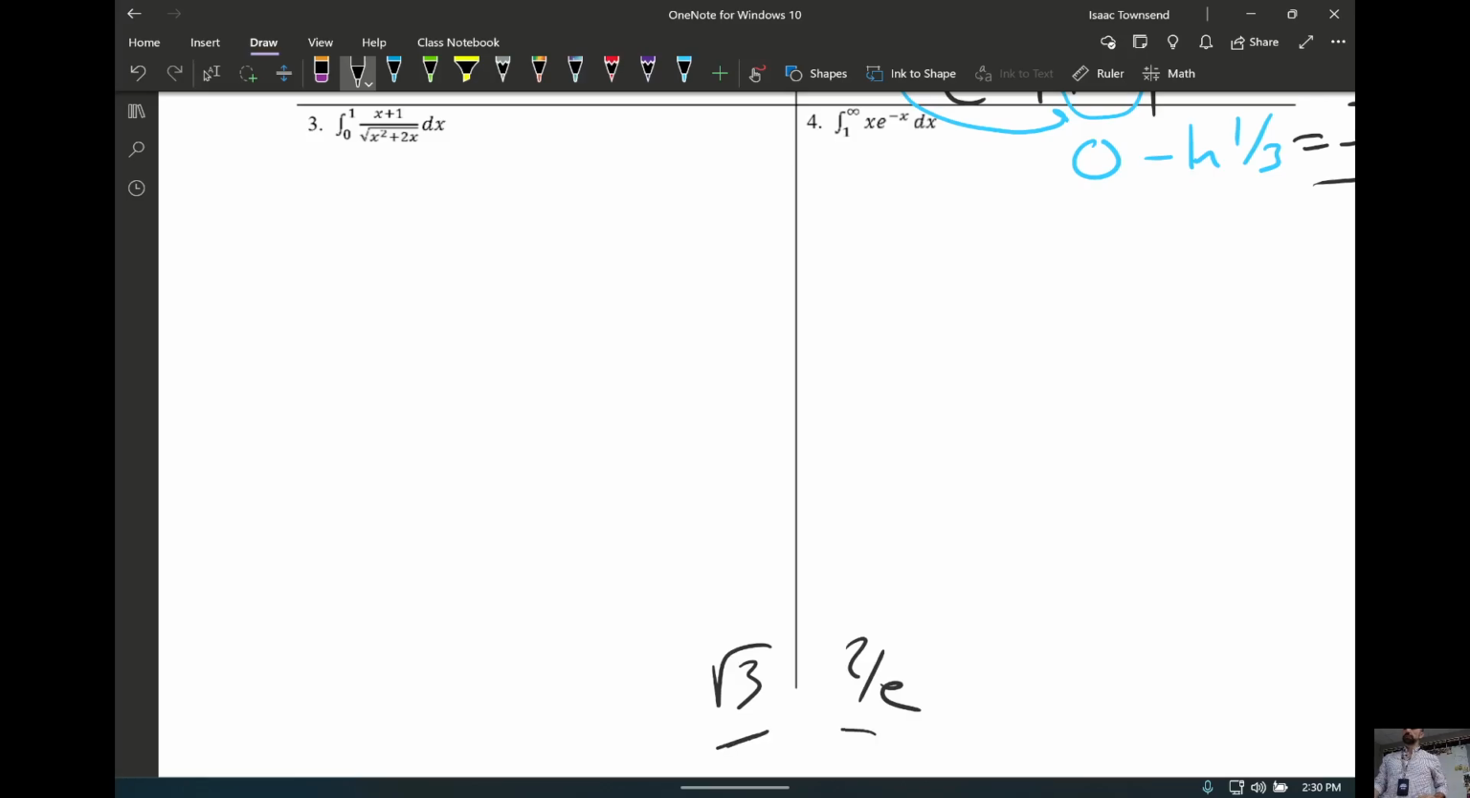Go ahead and jot these two answers down so I can switch the screen back to the agenda, please. Square root of 3 is what we're aiming for on question 3. 2 over e is what we're aiming for on question 4.